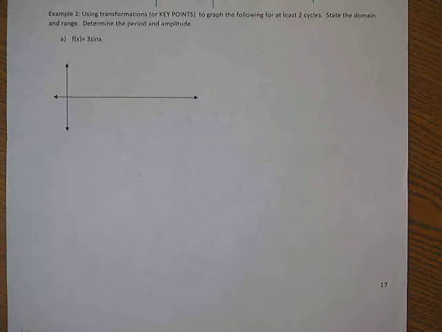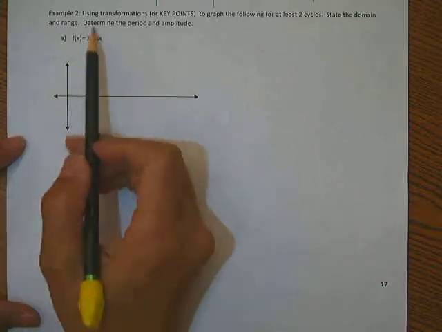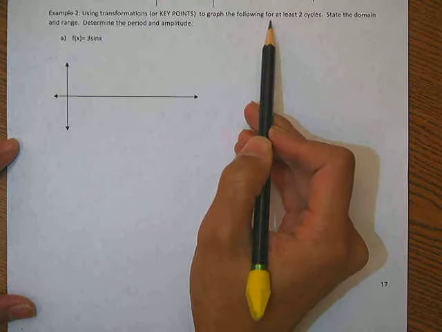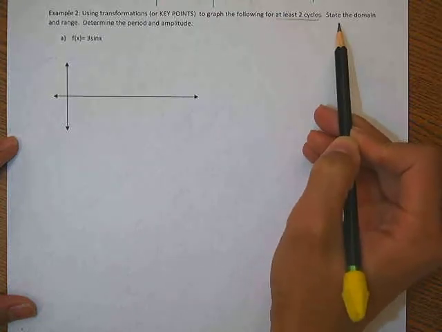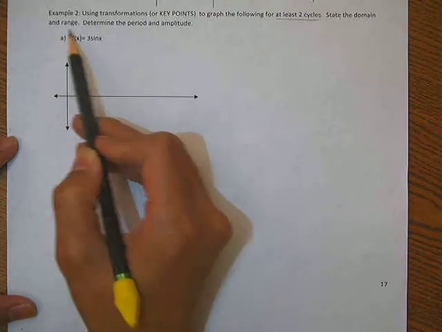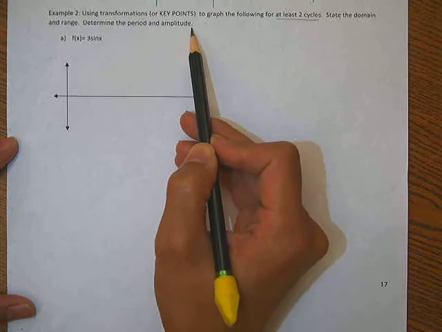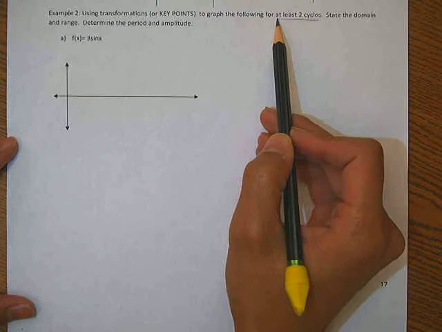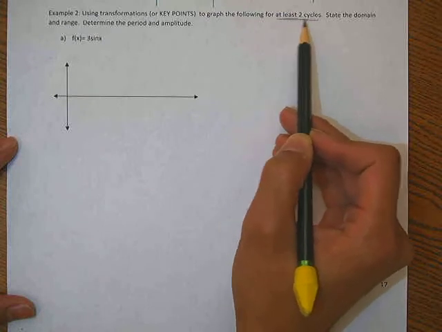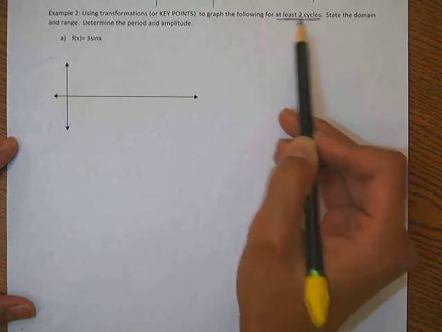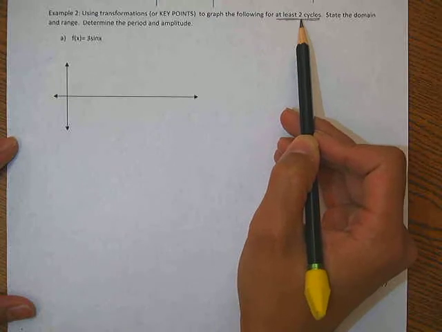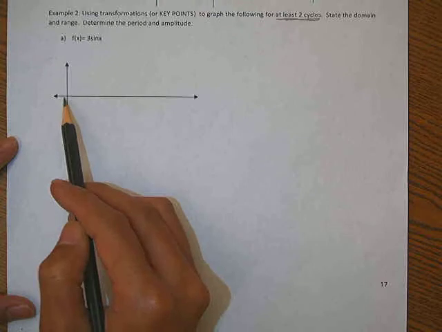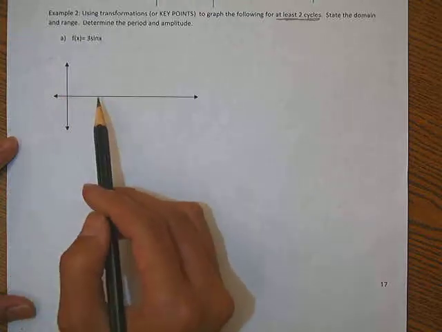Anywho, let's start with example 2. Using transformations or key points, graph the following for at least 2 cycles, state the domain and range, and determine the period and amplitude. Most of the time, you're going to be graphing 2 full cycles. This is what your textbook does, and this is what I'm going to be asking you on exams. So let's practice, okay? You can graph 2 cycles to the right, or 1 cycle on the right and 1 cycle on the left. It doesn't really matter.